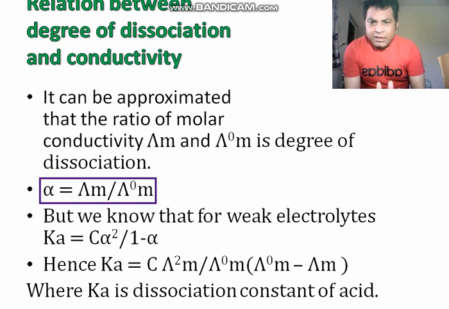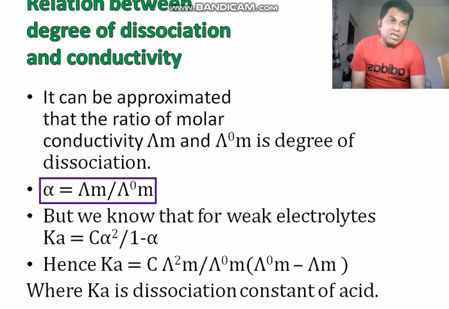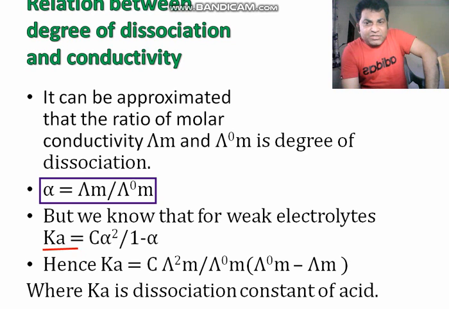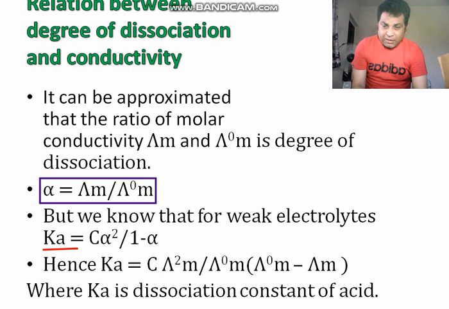Okay, so now we know that degree of dissociation is also related with the dissociation constant or the ionization constant, denoted by Ka. In 11th standard you have studied Ka is equal to C alpha square upon 1 minus alpha, where alpha is the degree of dissociation. But here, in place of alpha, we will put this value.